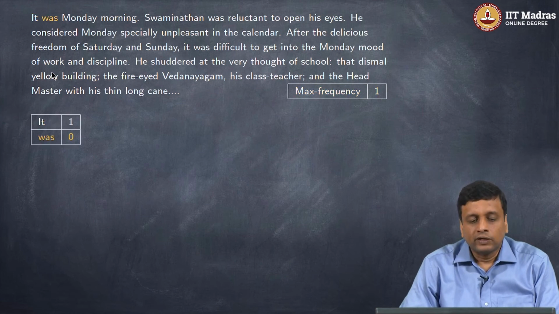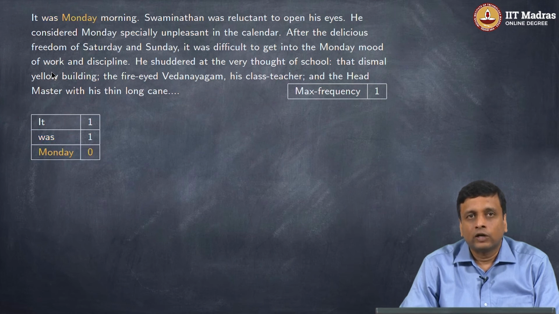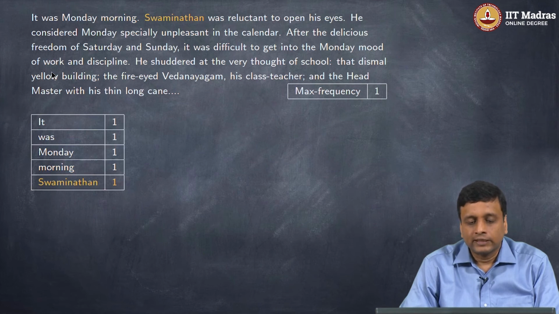The next word is was, which is again a new counter as far as words go. But since its frequency is 1 and the maximum frequency is already 1, we do not have to make any update. So, we go along as before. So, we create a new counter for Monday, again its frequency is the same as the maximum. So, there is no change. We create a new one for morning, again no change in the maximum. Swaminathan, no change in the maximum.